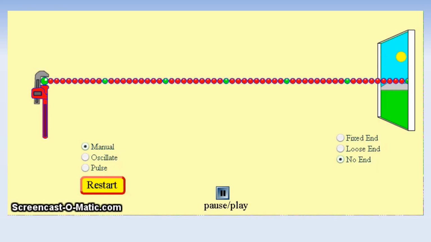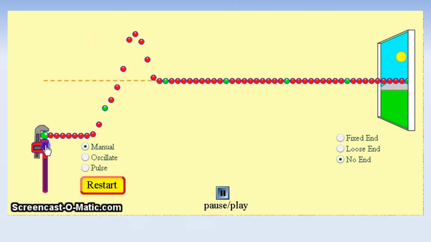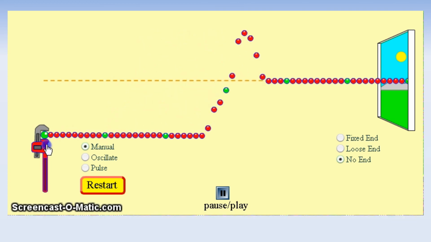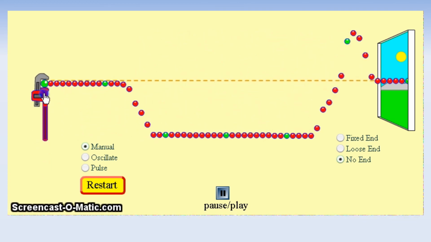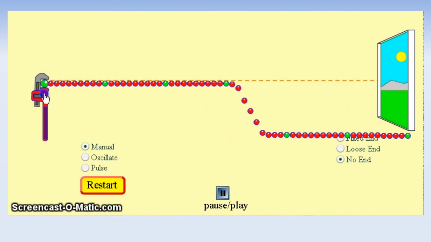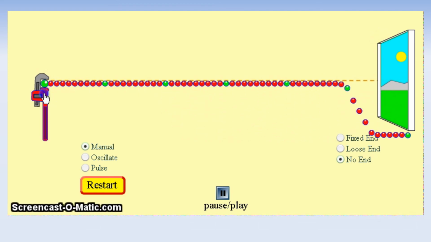In this simulation, we can create waves that will travel along a string. What I'd like to show you first is how we can actually create a wave by disturbing the medium. You'll see here that one end of the string is attached to this wrench, and you'll notice that if I move the wrench up and down, I can create a wave. What I want you to notice is that the wave and the energy travel from left to right. You see the wave pulse traveling from left to right. Let me shake this again.